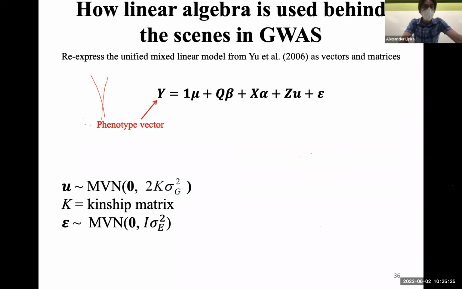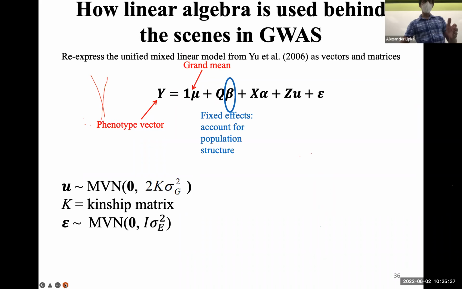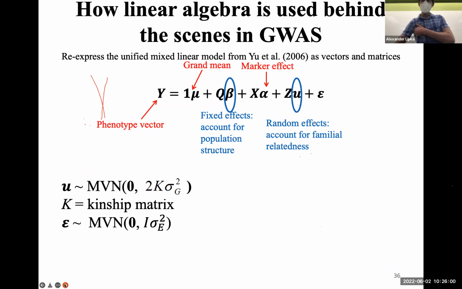Instead of the phenotype of the ith individual, we have a vector of n phenotypes. Then we have the grand mean, and this one is just a vector of ones. This is a vector of our fixed effects, beta 1, beta 2, beta 3. Those are the slope estimates of the principal components accounting for population structure. This is a vector of our marker effects. And then these are our n different lines accounted for as random effects. Then our error terms.